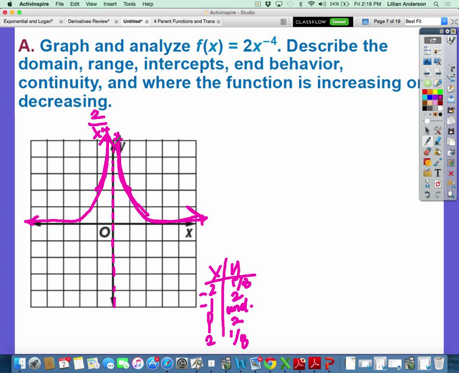If it's odd with negative, would it be on the upside? They will be across from each other. They're going to look like your classic reciprocal function if it's odd. So let's look at this.